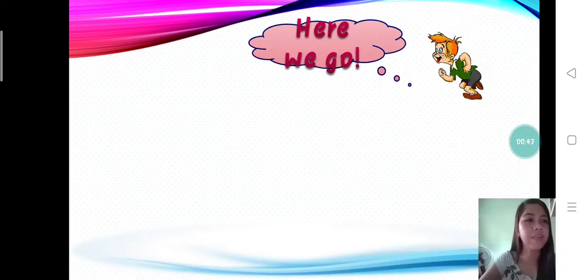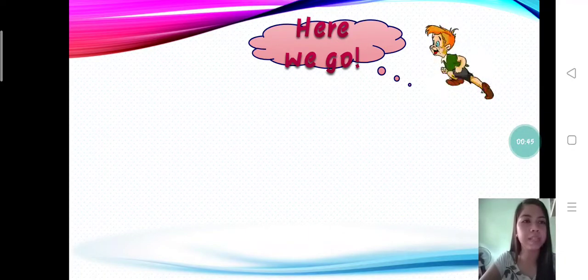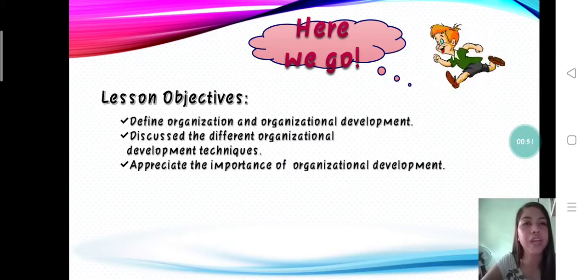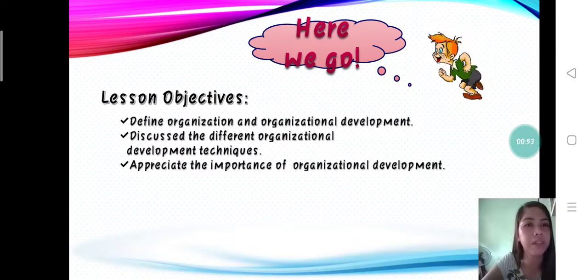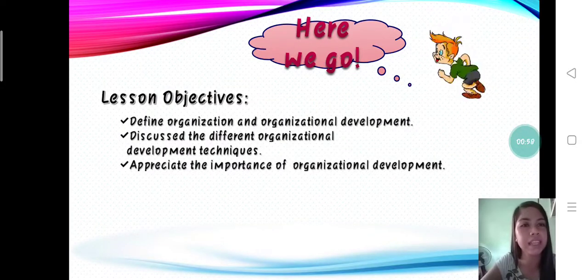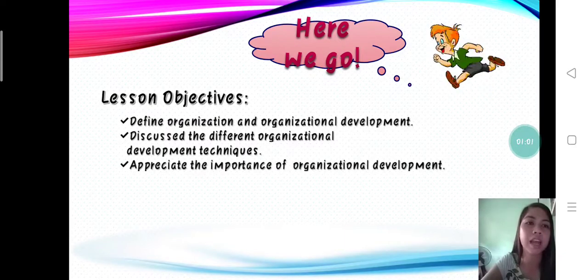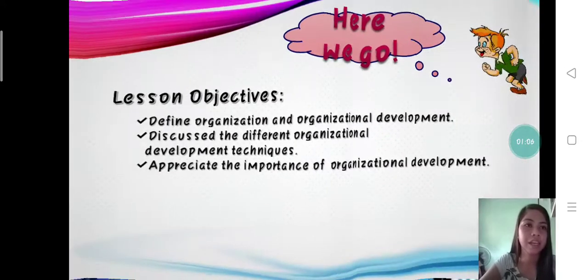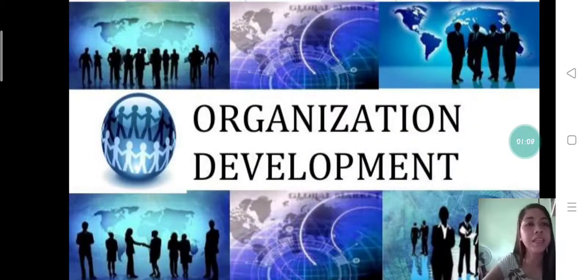But before that, let's have first our lesson objectives. So our lesson objectives is first to define organization and organizational development. Second, discuss the different organizational development techniques. And last, to appreciate the importance of organizational development. So in this module, we will know all about the organizational development techniques and its application. So let us find out.